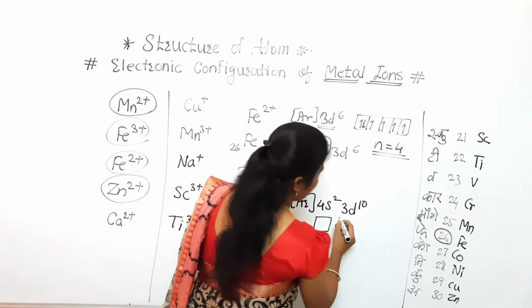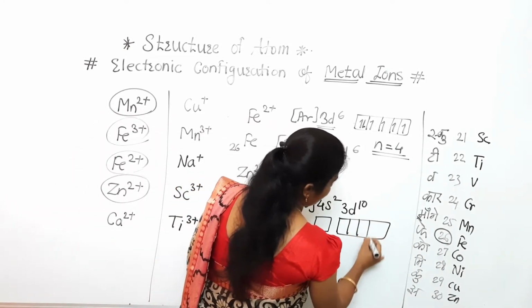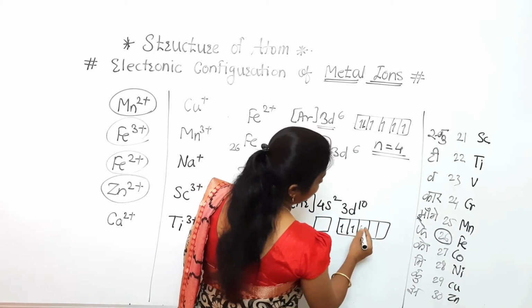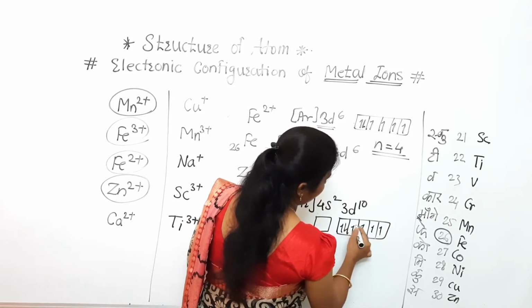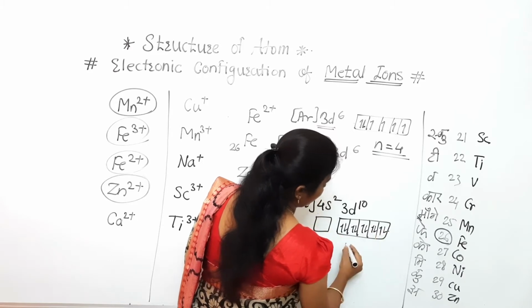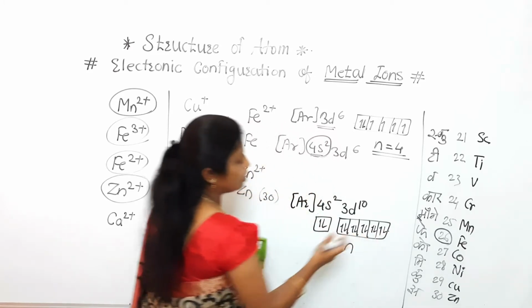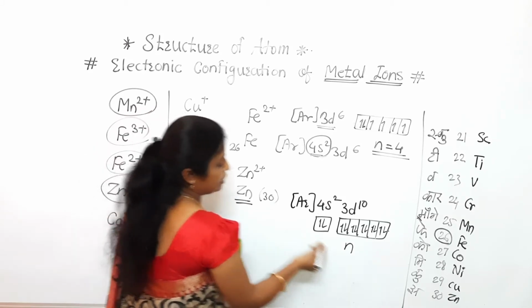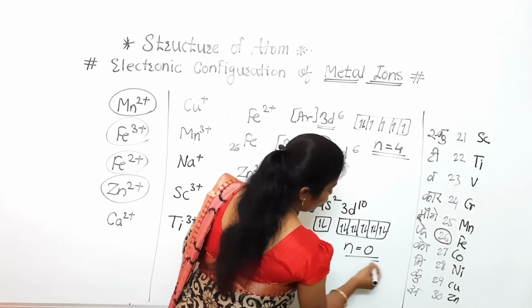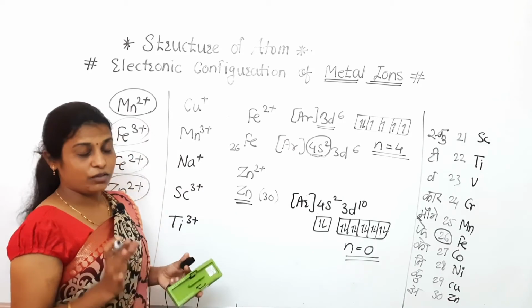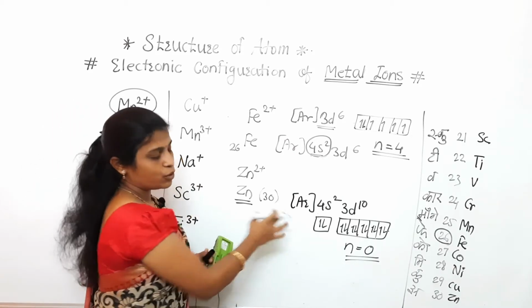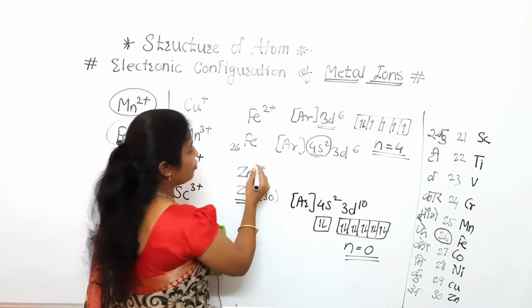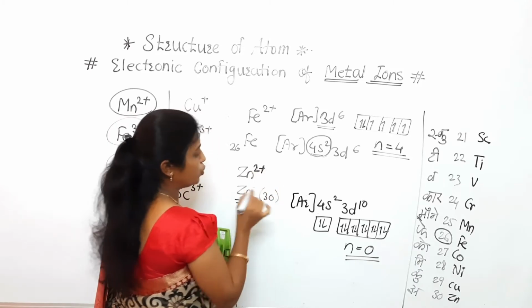So here 3d 5 orbitals, so 1 2 3 4 5, each one will carry single, and after that pairing will get started. So in this way, if we consider the number of unpaired electrons in that neutral Zn, then it will be 0. Hope your answer is the correct one. If it is not correct, then please try to understand this concept. Okay. Now we are going to discuss about the Zn2+.